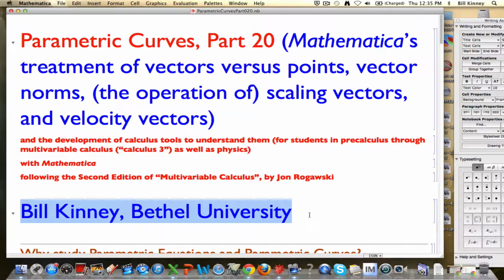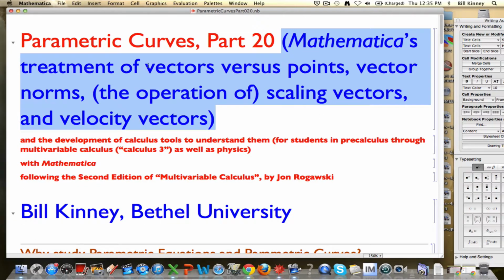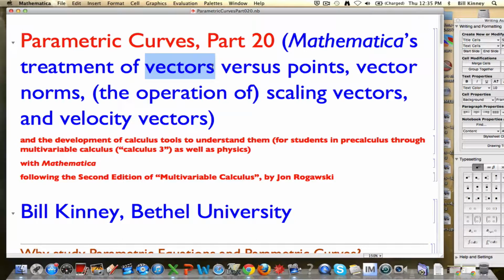In the past few videos, we've been focusing on the concept of a vector as a tool to help us understand motion and parametric curves. In particular, we focused on what are called position vectors and velocity vectors. But this begs a question: what is a vector?